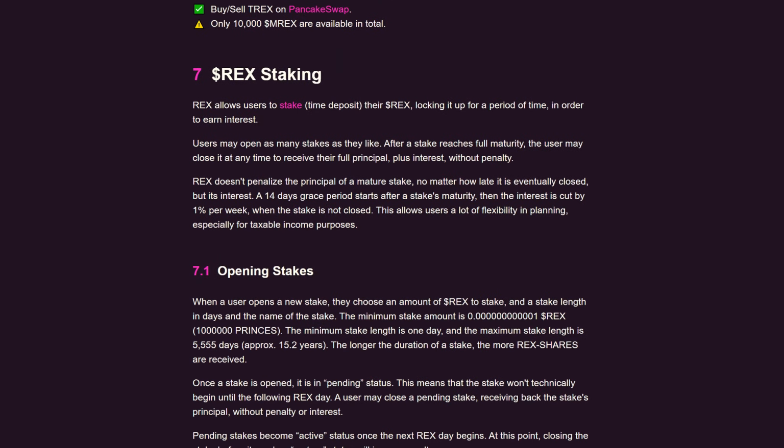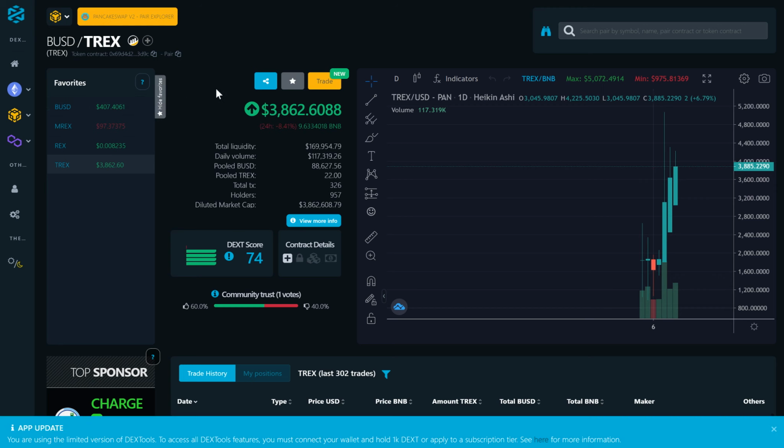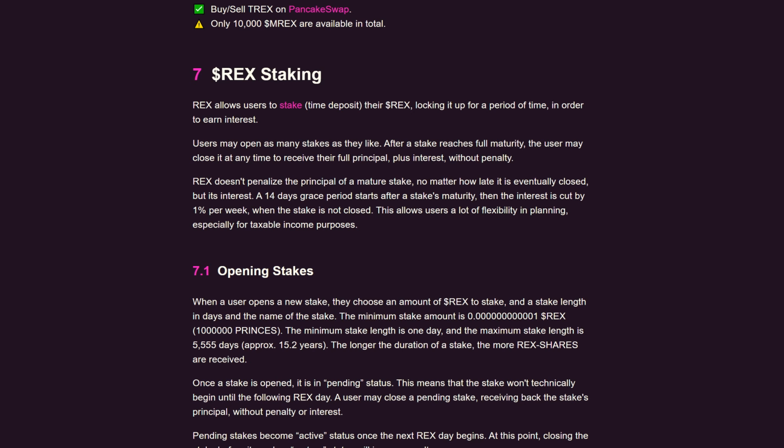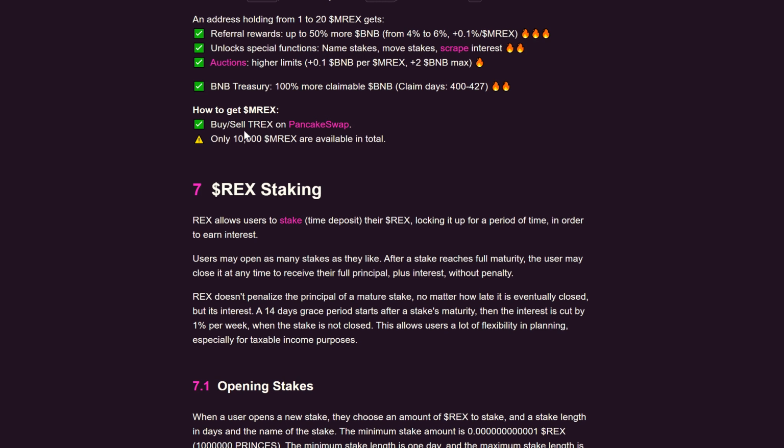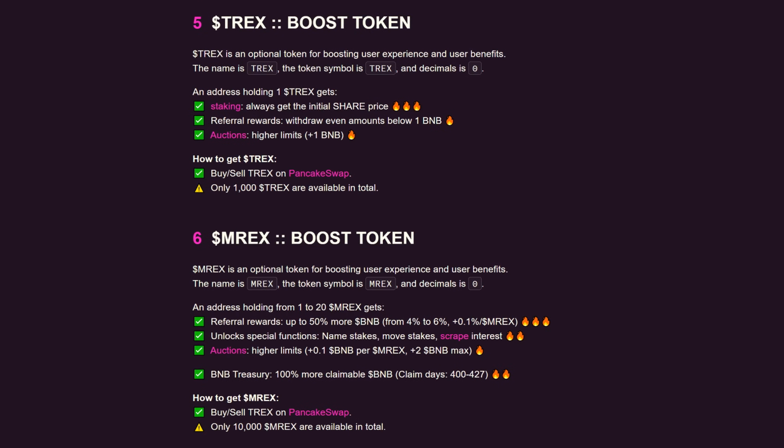Right now, the cost for one TREX is $3,862. The reason being is when TREX first came out, there were only 1,000 TREX. Those sold out, I'd say, about 2 weeks ago, and now they're on the exchange where you can trade them, you can buy them, and the price has skyrocketed.